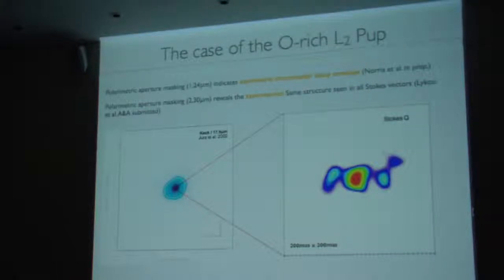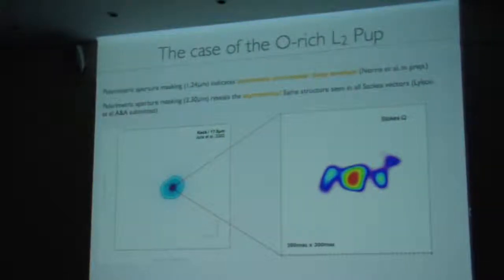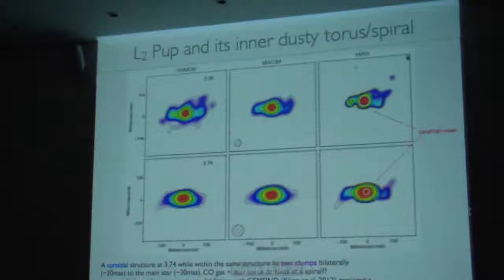In Stokes-Q, it's also the same image. This is about 200 by 200 milliarc seconds. You see something roundish in the core, that's where the star is, and some kind of clumpy structure on the sides. And that's just polarimetric data. If you go to actual imaging, you see something completely different.